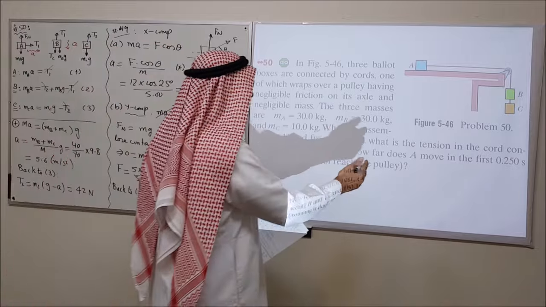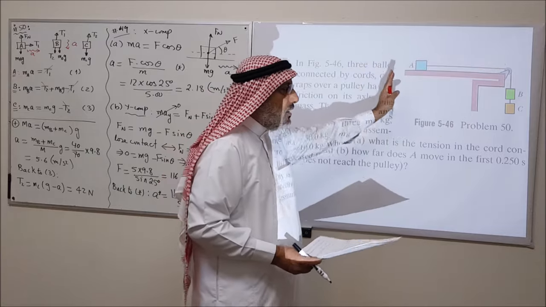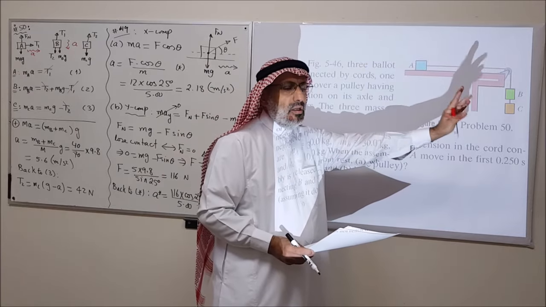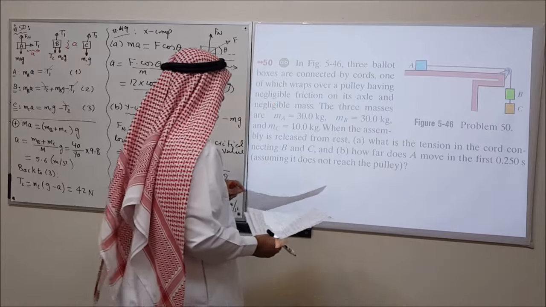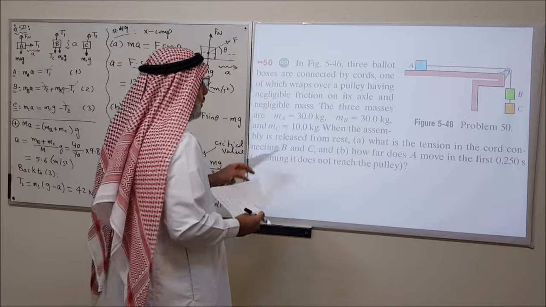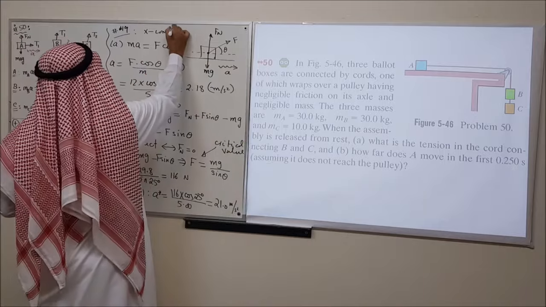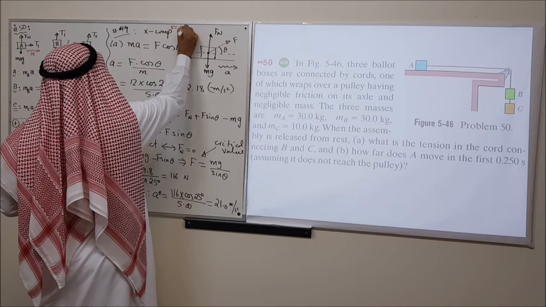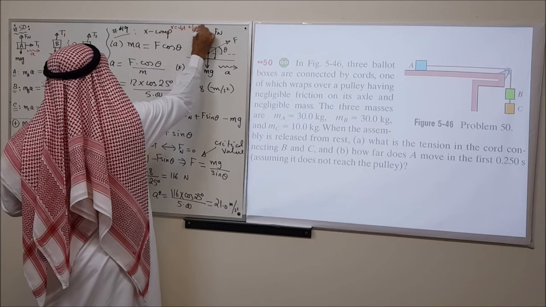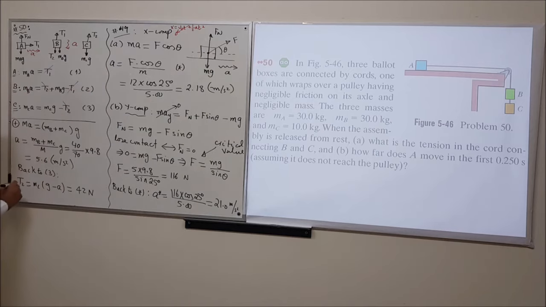For part B, how far? What is the distance traveled by A? Well, there we go back to chapter 2. We have an object that is moving with constant acceleration, starting from rest, when the assembly is released from rest. So V initial is 0. What does that equation say? The equation we saw in chapter 2 says x is V0t plus 1/2 a t squared. It started from rest, and therefore the distance moved by A, xA, is equal to 1/2 a t squared.